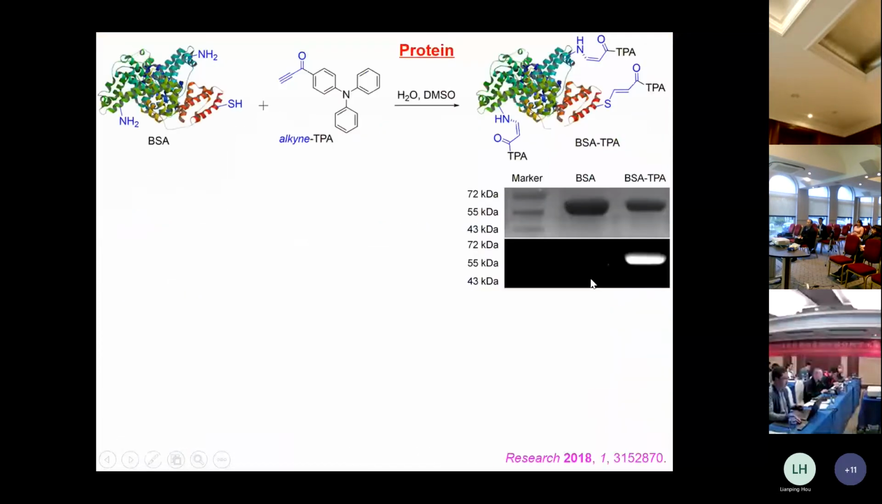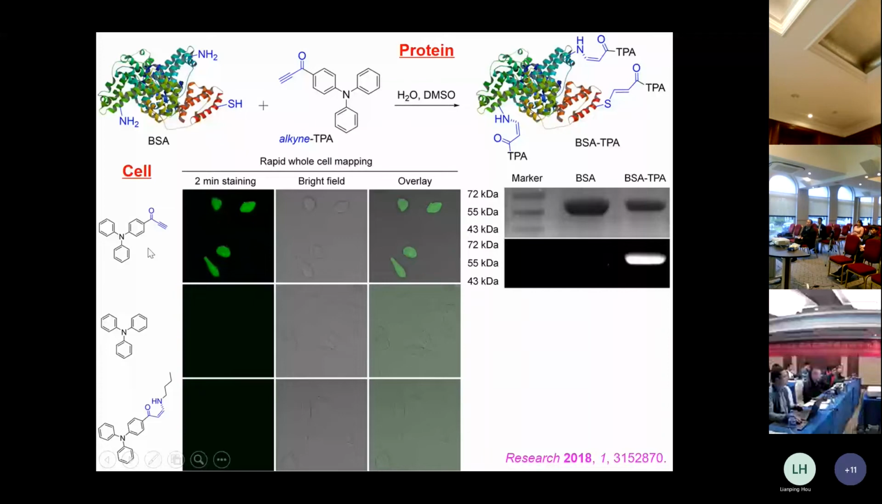Let me show you a few examples. You can see here, this BSA is a very common protein. Now mix them together for a few minutes, and this AIE gene will be attached to the BSA. You can see BSA before bioconjugation does not emit light. However, after bioconjugation, the protein becomes emissive. And we can also mix our AIE gene with cells. You can see just after 2 minutes standing, the cell will become emissive.